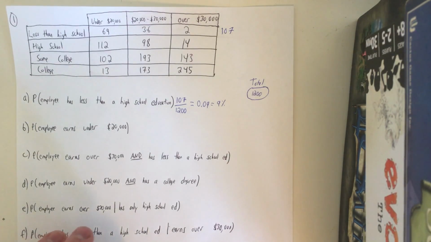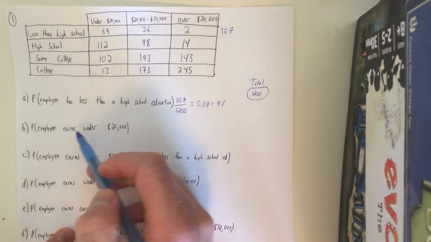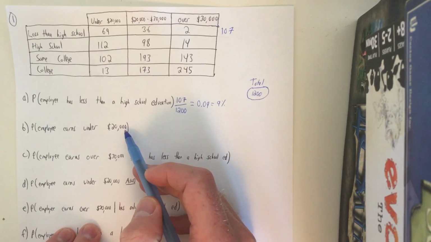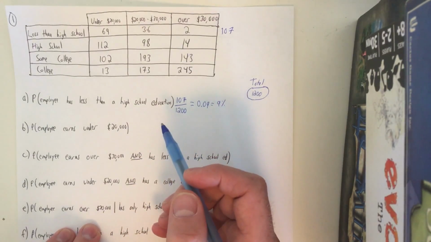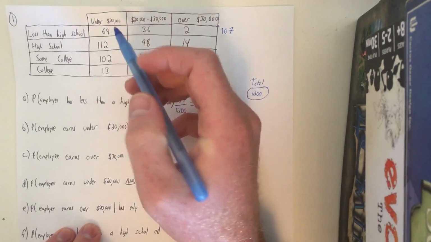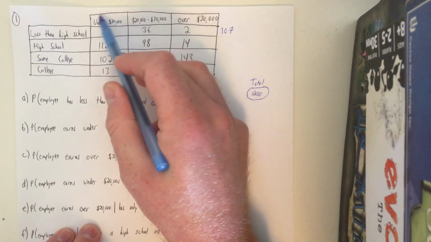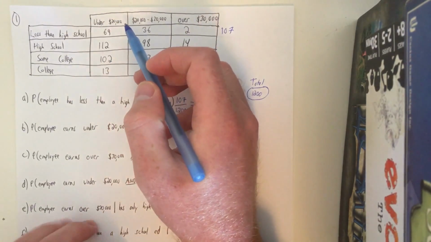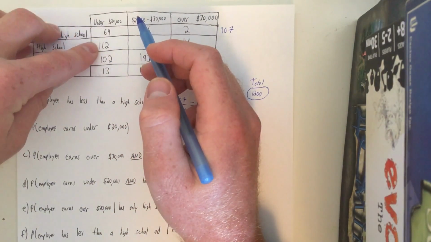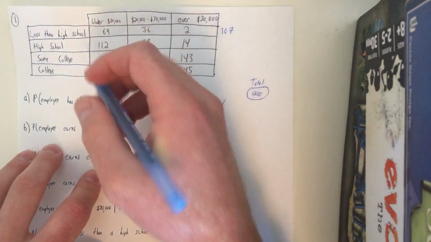Part B is very similar. Part B asks us the probability of an employee earning under $20,000. So now I have to figure out how many people earn under $20,000. So now I have to total up this column that corresponds with under 20,000. So I have 69 plus 112 plus 102 plus 13 gives me 296.